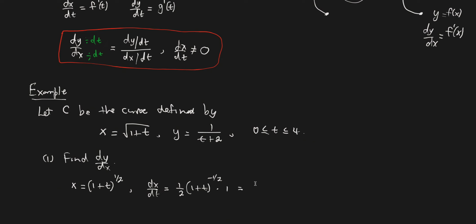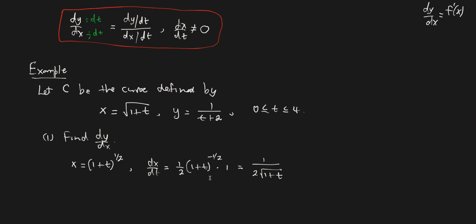And then we end up having this. Let's rewrite this in a form that's easier on the eyes. We'll have a 2 in the denominator, and we'll also have the same radical, because now that negative 1/2 exponent is equivalent to 1 over the square root of the quantity 1 plus t. All right, so that's dx/dt.